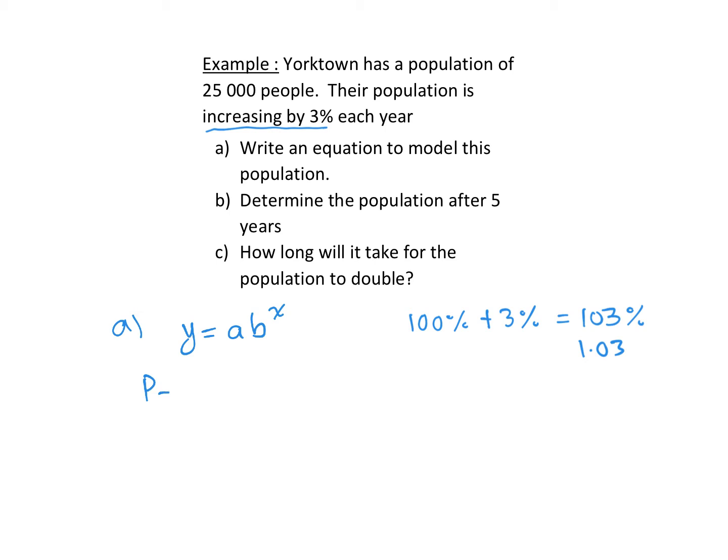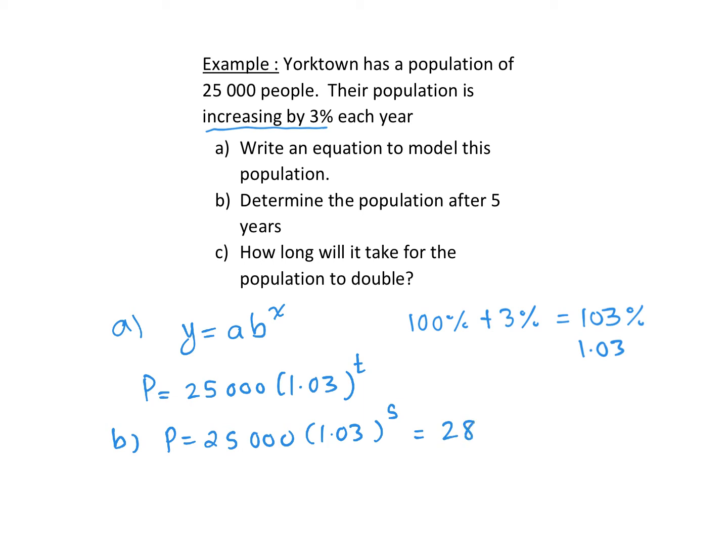So I'm going to use P for population. The starting population is 25,000 people. The common ratio is 1.03. And I'm doing that X number of times, and I'm just going to call it T for time in years. So that is my equation that models this population. Now if I want to find the population after 5 years, I'm just going to use this model, and I'm going to put in T as 5 years and determine that population works out to be about 28,982 people.